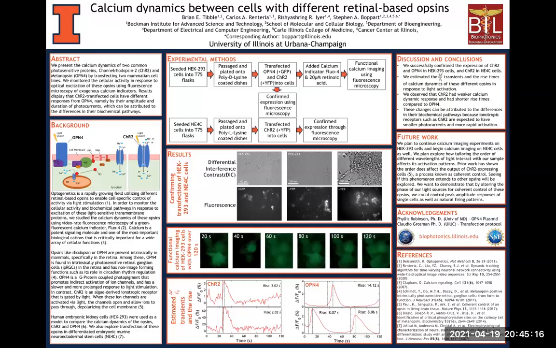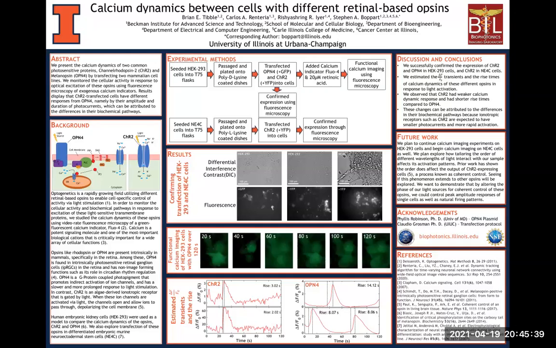Opsins like rhodopsin or melanopsin are present intrinsically in mammals, specifically in the retina. Among these, melanopsin is found in intrinsically photosensitive retinal ganglion cells and has non-image forming functions such as its role in circadian rhythm regulation. In the figure on the left, you can see that melanopsin is a G protein coupled photopigment that promotes indirect activation of ion channels and has a slower, more prolonged response to light stimulation.